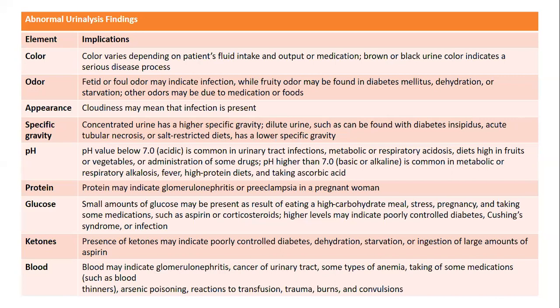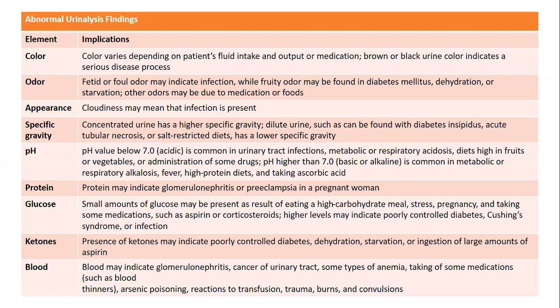Protein may indicate glomerulonephritis, preeclampsia in pregnant women, or nephrosis. Glucose: a small amount may be present as a result of eating high carbohydrate meals, stress, pregnancy, or taking some medication such as aspirin or corticosteroids. Higher levels may indicate poorly controlled diabetes, Cushing syndrome, or infection. Ketones may indicate poorly controlled diabetes, dehydration, starvation, or ingestion of a large amount of aspirin.